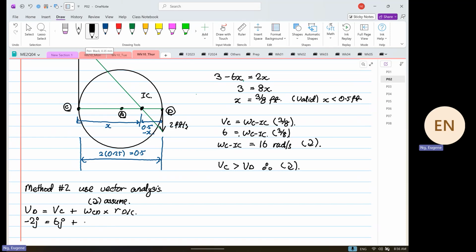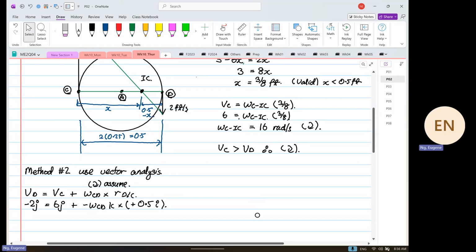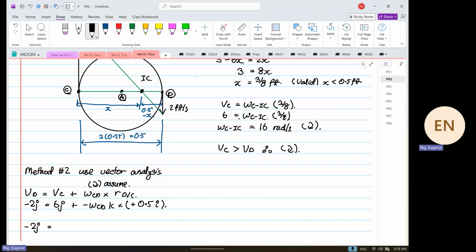Clockwise, so minus omega CD K cross R from point C, so it's equal to positive 0.5 I. Okay. So what we have is minus 2j is equal to 6j. K cross I is positive, and then this is minus 0.5 omega CD j. I do it again. K cross I is positive, minus, okay, we are good.